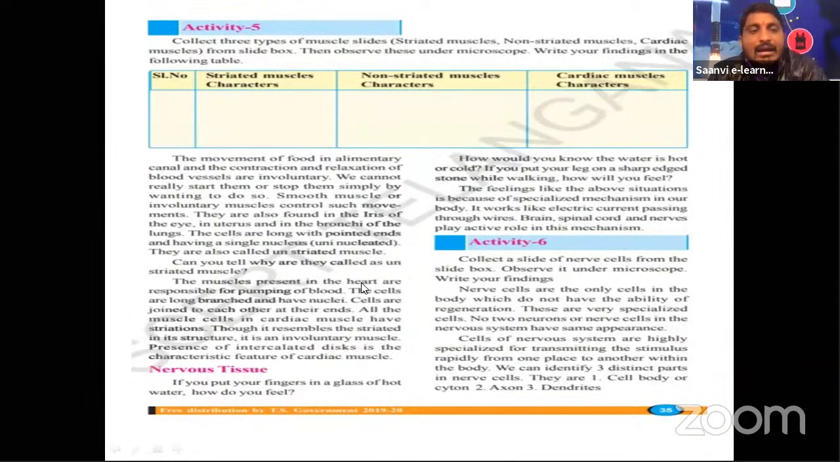The muscles present in the heart are responsible for pumping of blood, as we discussed already. And in this, one type of muscle is present only in the heart, which helps to pump the blood. The cells are long, branched, and have nuclei. You just observe the picture.